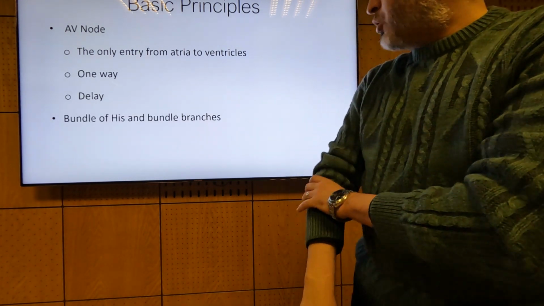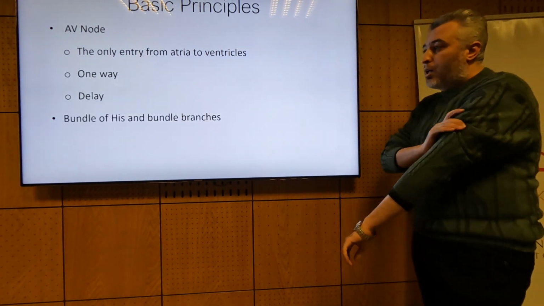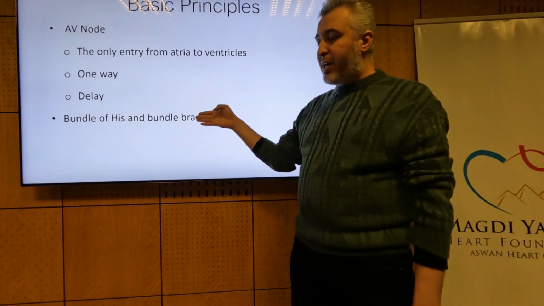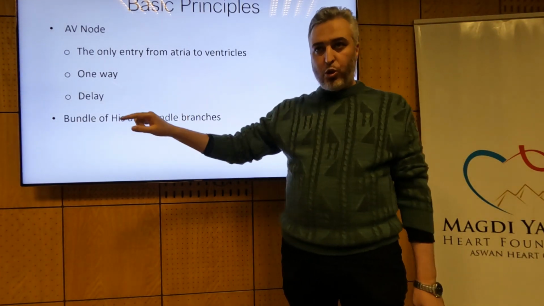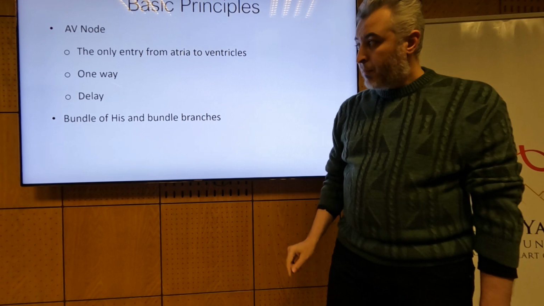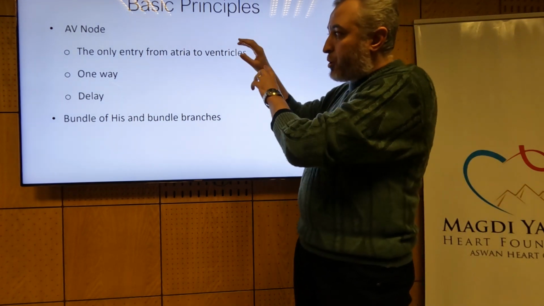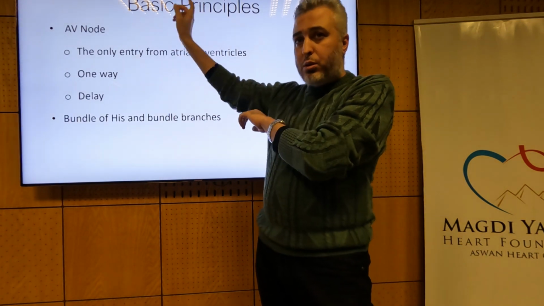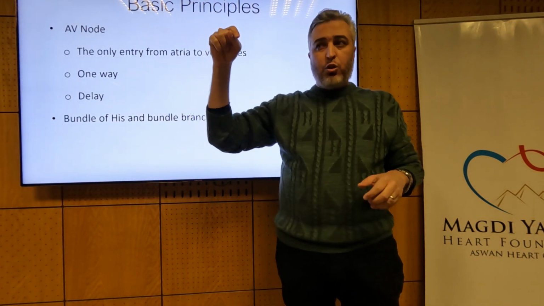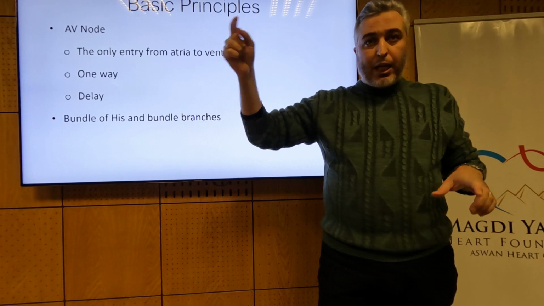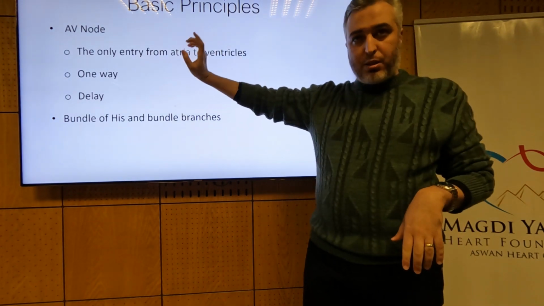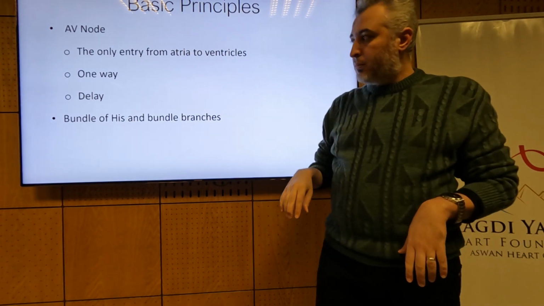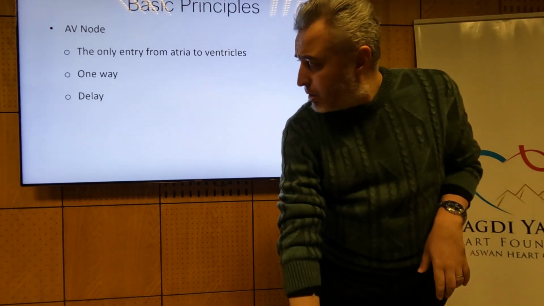On the other hand, bundle of His and bundle branches are specialized cells with very, very fast speed of conductivity. And the only way for the excitation wave to reach the bundle of His is through the AV node. So direct stimulation of the free wall of the ventricle cannot cause stimulation of the bundle of His. Okay?